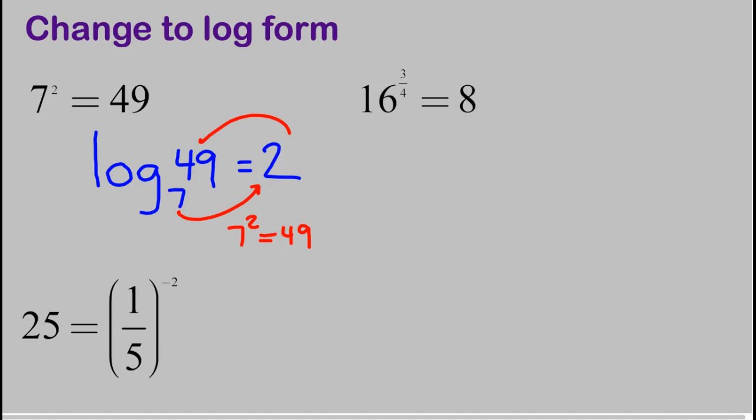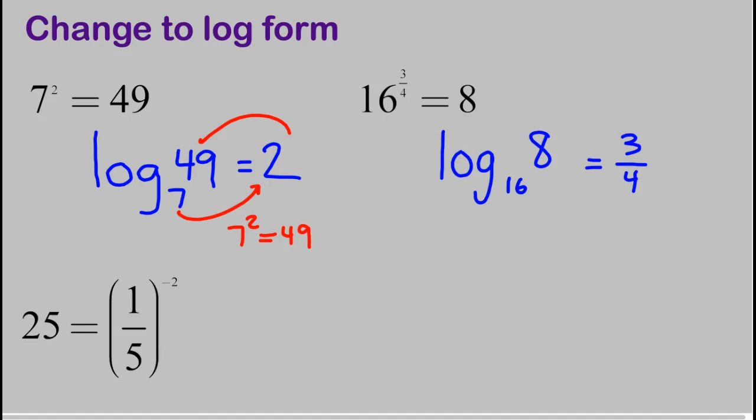What's the next one? Write down log. What's the base? 16. That's down there. Okay, what does it equal? That's the exponent. 3/4, and it is 8. So the log of 8 base 16 equals 3/4.